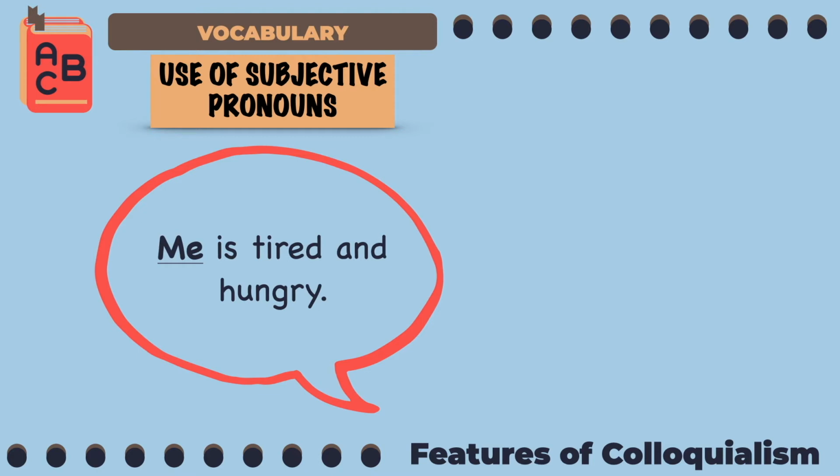Here's another sentence that uses a subjective pronoun. Me is tired and hungry. The subjective pronoun is me. The correct form of the sentence should be I am tired and hungry.